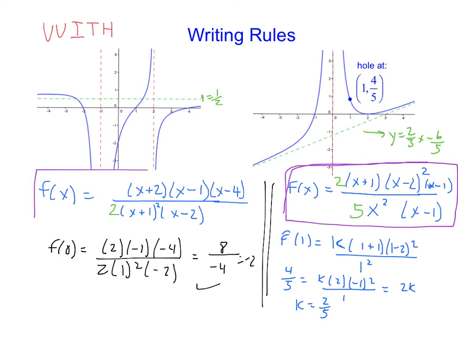So my final answer is simply going to be both of these things. And we got our VIVIT: what our vertical asymptotes are, if they're volcanoes, x-intercepts, if they bounce, and what our scalar is for them both. All right, so now I think we finally finished it.